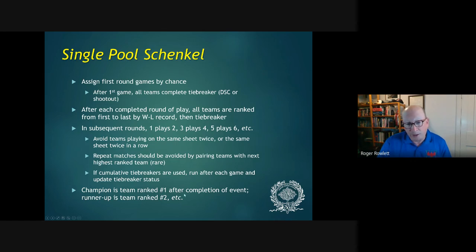Often that'll be an undefeated winner. And the runner-up is a team ranked number 2, and so on right down the line. So that's for a single Pool Schenkel. Fairly simple to run. I think if you had 3 sheets, you could run a 12-team Schenkel really easily. It would take you 2 rounds of play to get through all 12 teams. You could run them out 6 at a time.